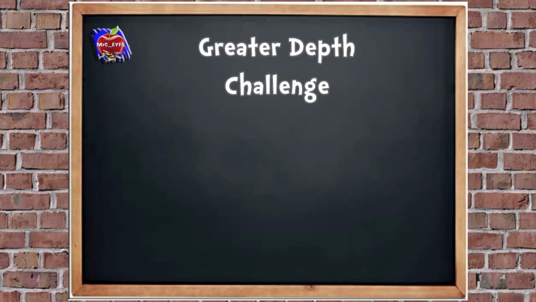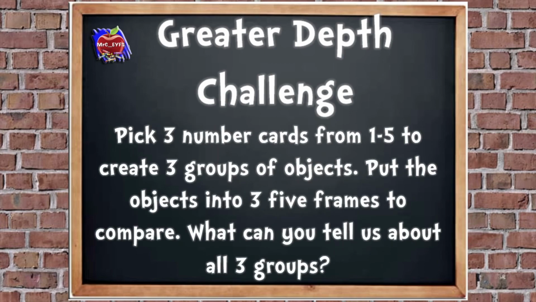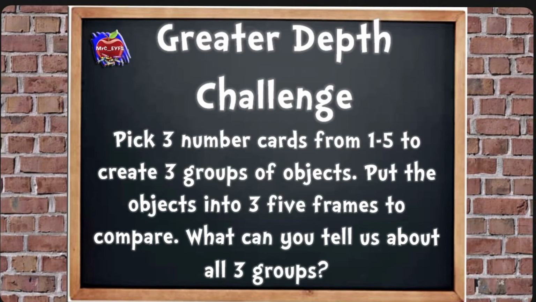Excellent. When you've done that one, your greater depth challenge, just like we've done at the end, I want you to pick 3 number cards from 1 to 5 to create 3 groups of objects. Then, can you put the objects into 3 5 frames to compare? And again, what can you tell us about all 3 groups? There might be some that have more, some that have fewer, but there also might be some that have fewer and more. So have a really good think and have a good go. Right, there you go, guys. Have a good go at all of those challenges and let me know how you get on.